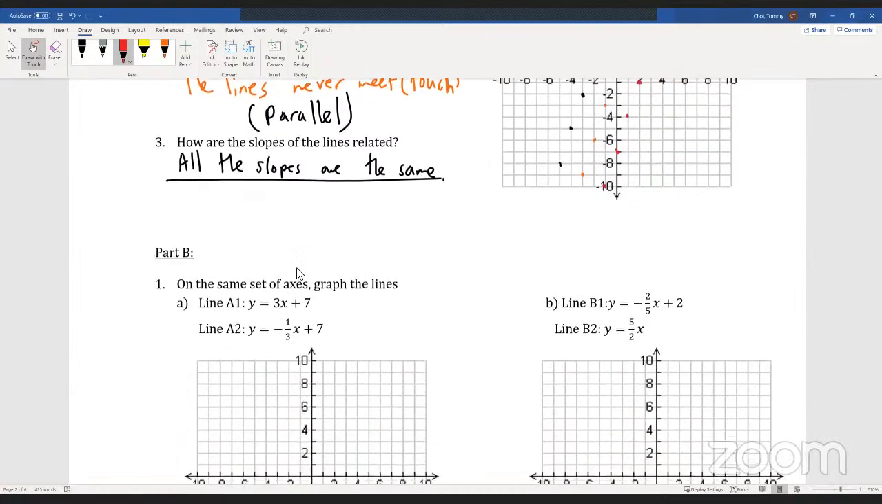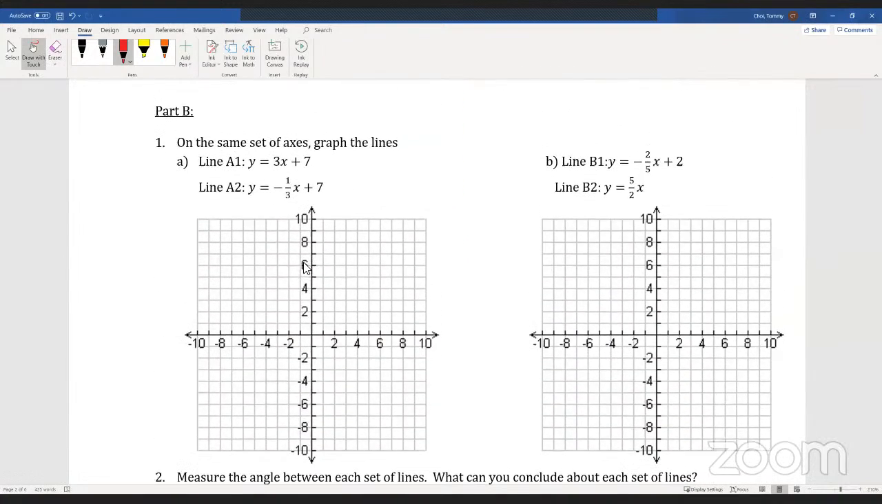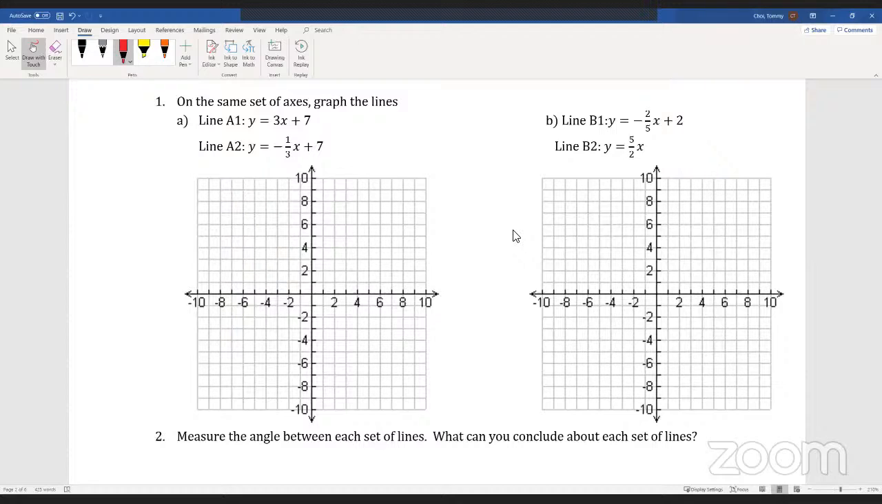For part B, let's graph these situations here. We have these two lines here. Y is equal to 3x plus 7, and y is equal to negative 1 over 3x plus 7. So they both start at plus 7. So I'll do the first one in black. So plus 7 is right here, and it's 3x. So we're going to draw out our slope here really quickly.